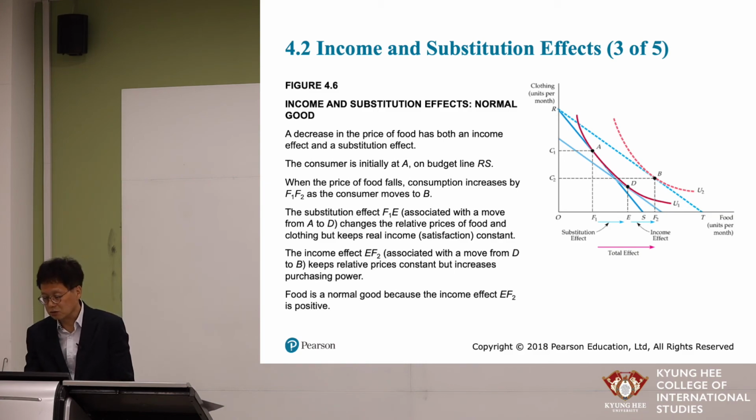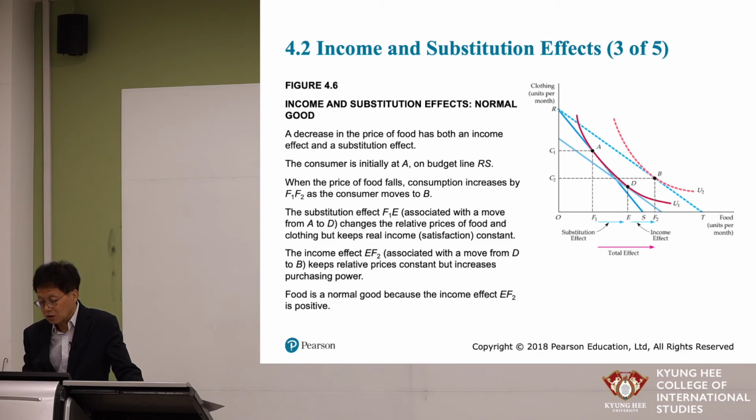Okay, now think about this. The original budget line is this one. Now it changes like this. Right? So the total effect is A to B, or for the good food, F1 to F2. The definition of substitution effect is the change in consumption of food and clothing only due to a change in relative price, holding the utility level constant.